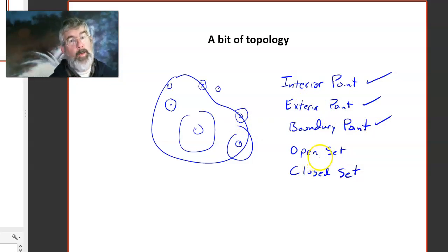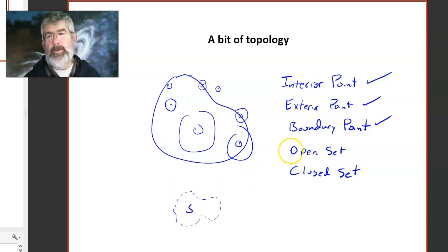Now, an open set is a set that does not contain any of its boundary points. So that would be, if I drew this thing here, I'd say take the whole interior, but don't take any of the points on the curve. Usually when I draw such a set, I would draw the boundary as a dotted line to indicate that it's not part of the set. I want all the stuff inside, but not on. Right? That would be what's called an open set. It contains no boundary points.